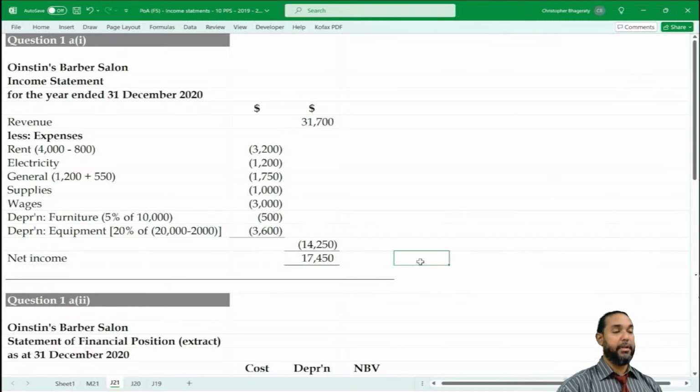Right, so net income or net profit. Again, the things I want you all to see here is how to treat accruals, prepayments, and the provision for bad debts. Sorry, for depreciation, my bad. Do you have any questions on Ornstein's Barber Salon's income statement?